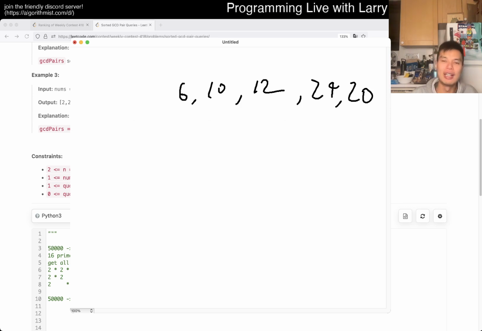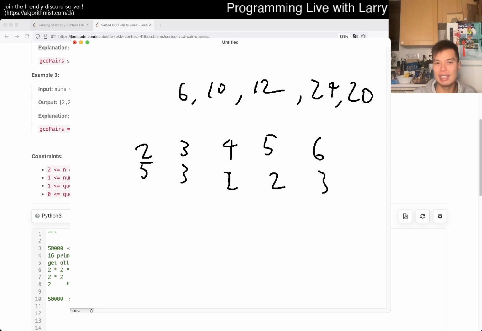Okay, I forgot to sort. Now, how many numbers are divisible by 6? Let's start over. They're all divisible by 2, so there are 5 numbers divisible by 2. For 3, there are at least 3, right? And for 4, there is 1 number divisible by 4. I forgot 20. For 5 it's going to be 2, for 6 it's going to be 3, and so forth. Right? That's it for now.